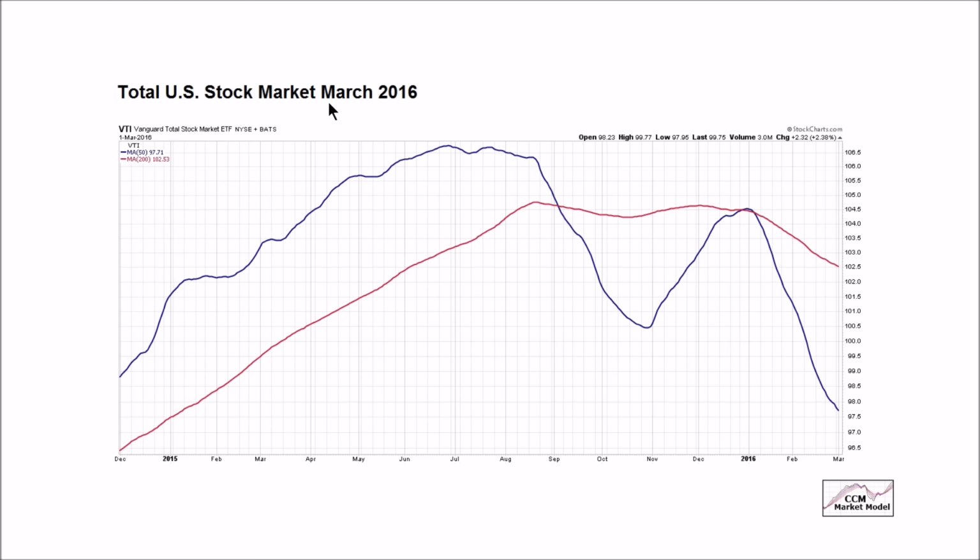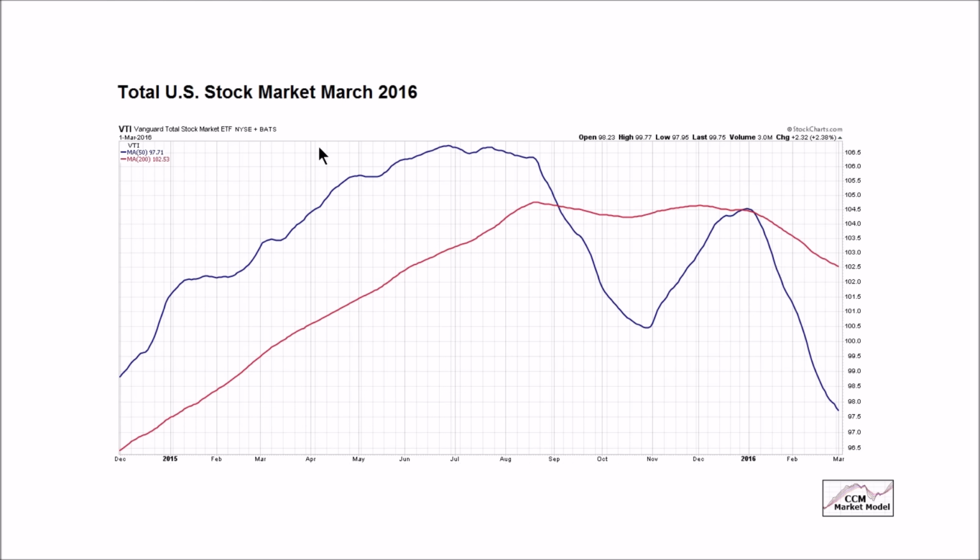Here's VTI in March of 2016. You can understand why we were skeptical when the stock market started to bottom in February. Why? The observable evidence had not changed in a meaningful way. Look at the slope of this and the slope of this.